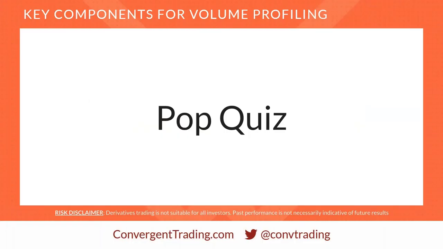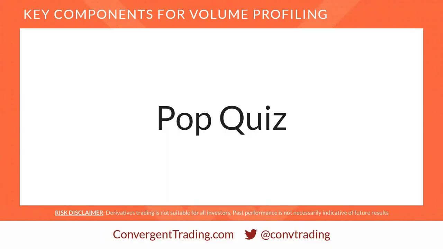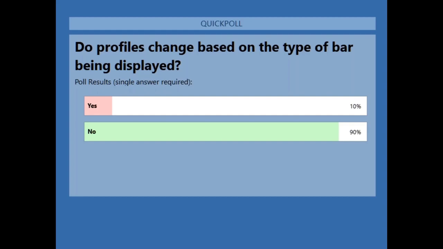Okay, next. If you get these wrong, it's fine. It's okay. Getting things wrong is a great way to remember something. Do profiles change based on the type of bar being displayed? 31% of you, 40% of you, 50% of you have voted with 5 seconds remaining. 60% have voted. And you have about 4 seconds. Okay, here we go. Do profiles change based on the type of bar being displayed? The answer is no. 90% of you got this one right, 10% did not. It's okay.